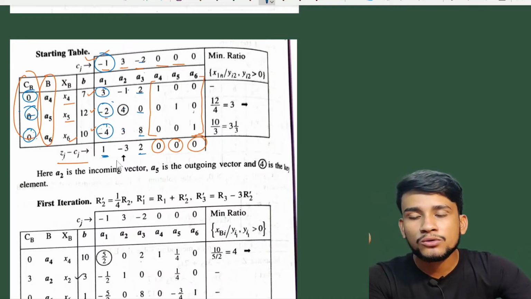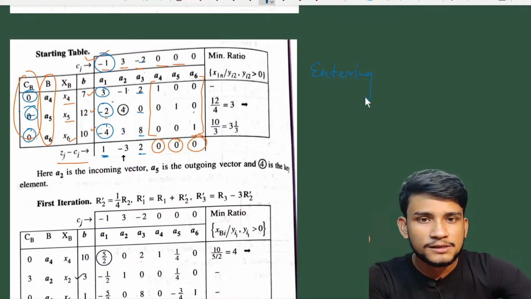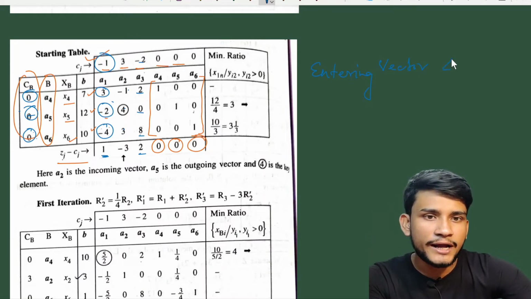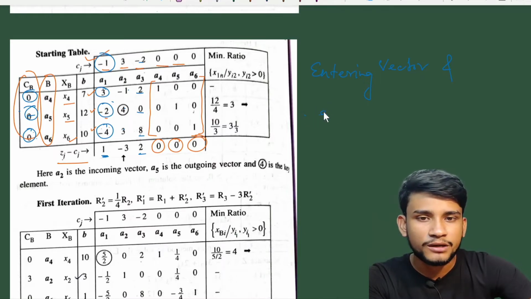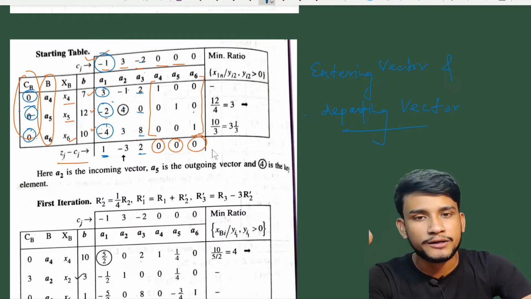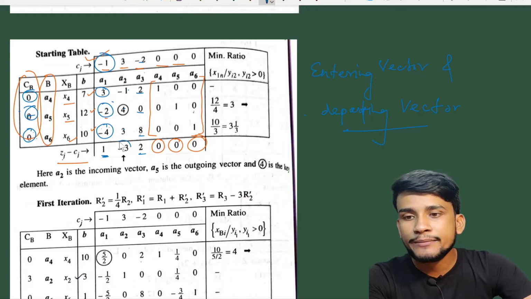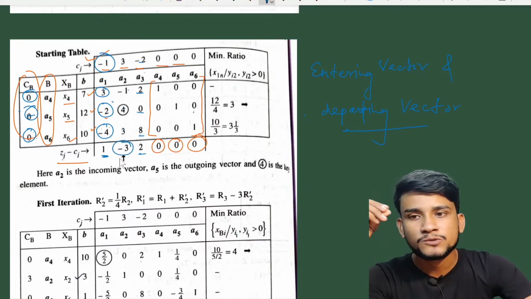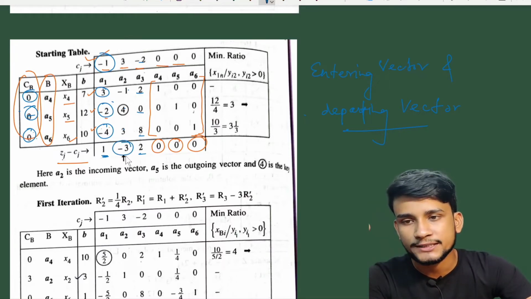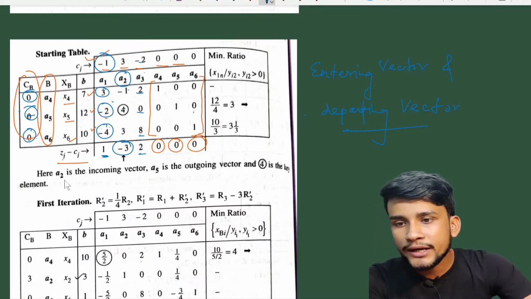Okay, now we have to find the entering vector and the departing vector from the basis. So how can we find the entering vector and departing vector? We say that the most negative term of zj minus cj, the vector corresponding to that enters the basis. That means here a2 enters the basis in the next table. Here a2 is the incoming vector.